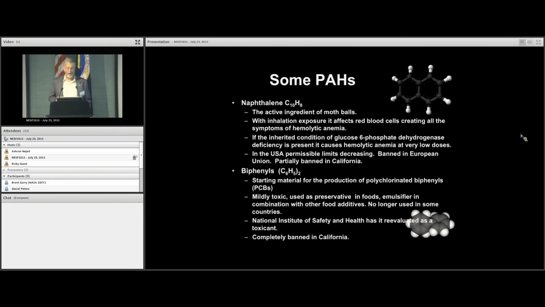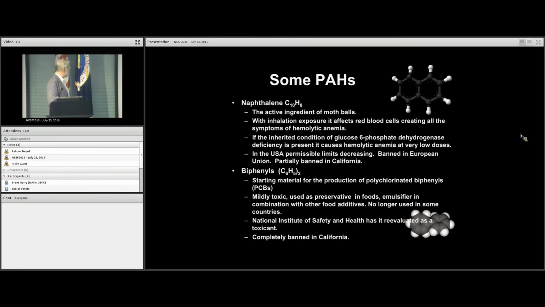If you look at the individual PAHs, the problem that you have is that the ones that have been well studied are essentially banned. And the ones that haven't been well studied probably will be banned. Naphthalene, that's the active ingredient in mothballs. I have mothballs, it's no big deal. But the problem is that it creates all sorts of things like hemolytic anemia. It's partially banned in California. It's banned in the European Union. Biphenyls. This is one of the starting materials for PCBs.